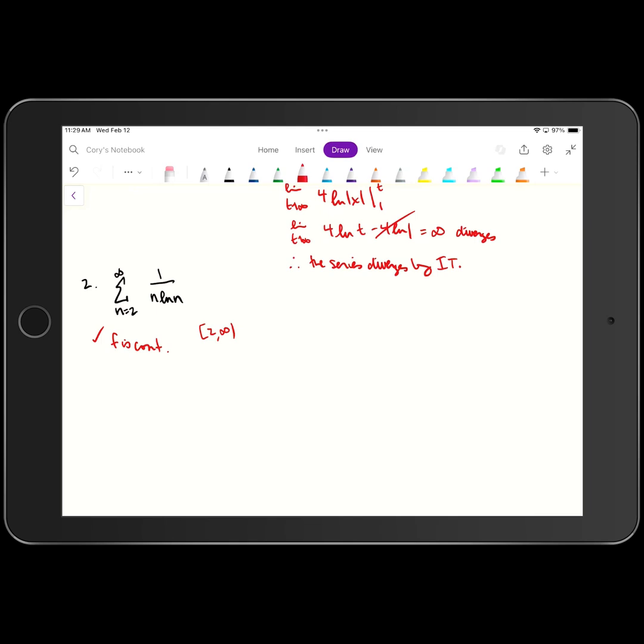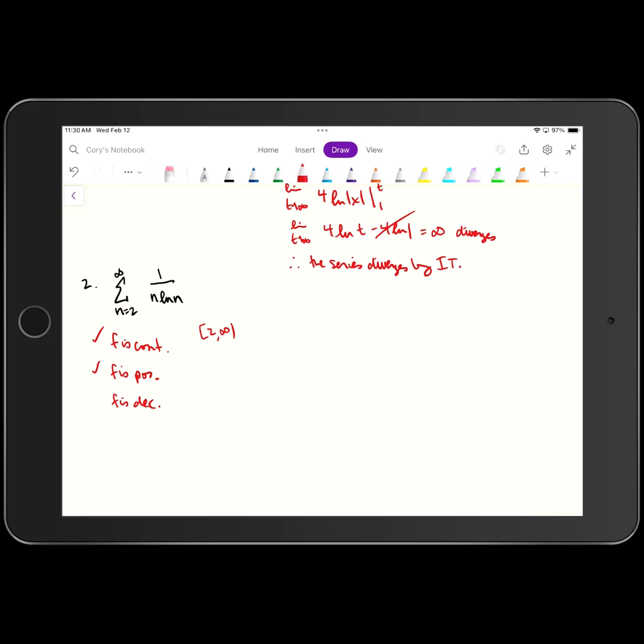Okay, next is that f is positive. When I plug values of 2 or larger into that formula, both the numerator and denominator are going to be positive, so that resulting quotient will be positive. And then criteria number 3 is that f is decreasing.